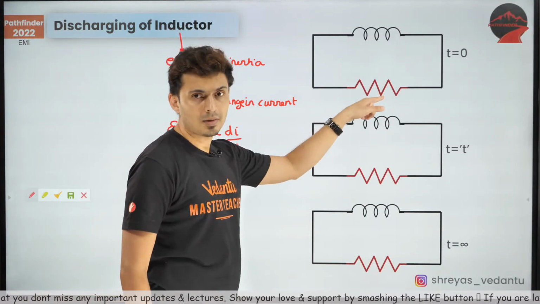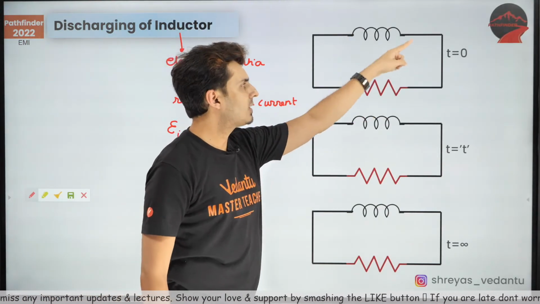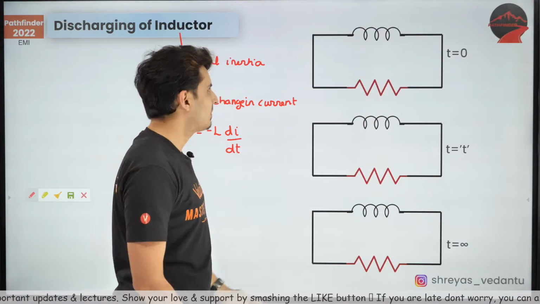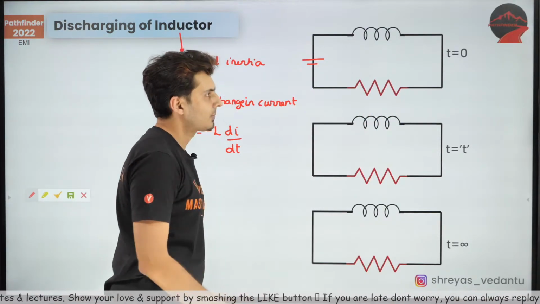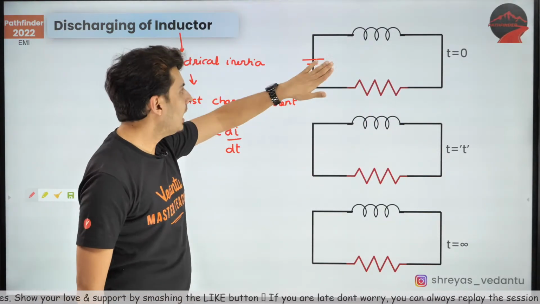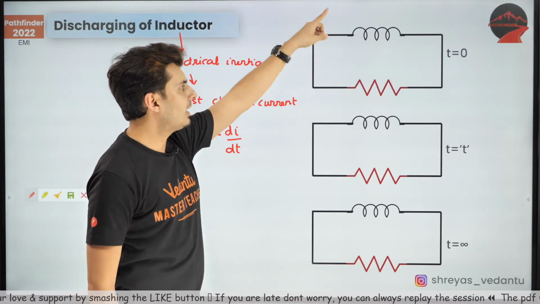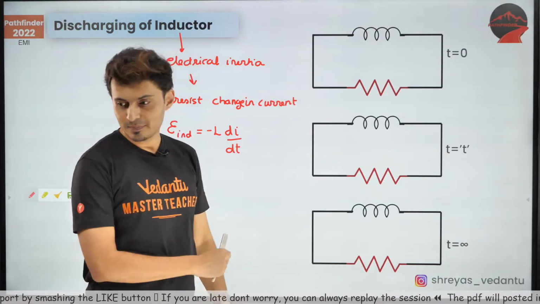This is a resistor, okay, and maybe there was current flowing in it. Maybe there was a battery. There was current flowing in it. Now I remove the battery and then I connect the wires.